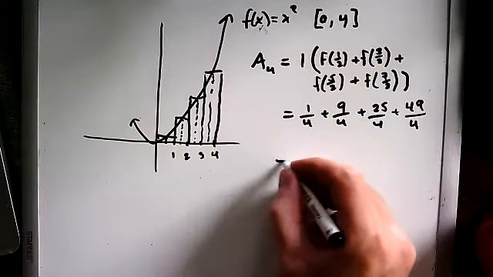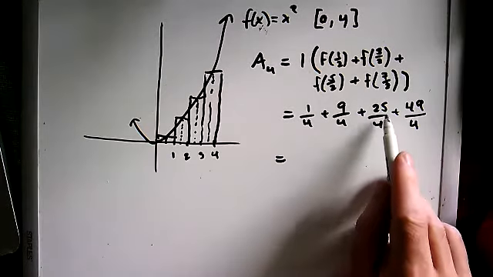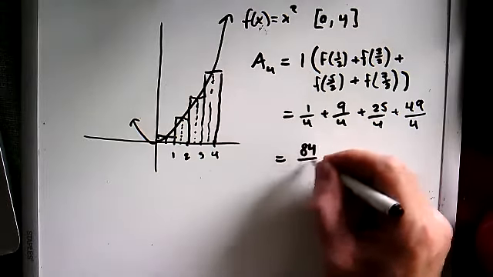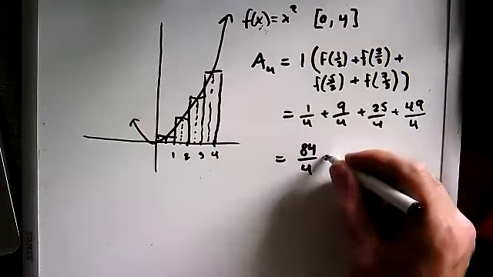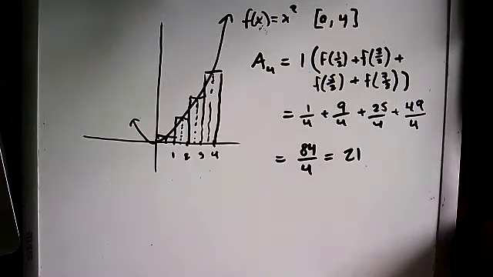And now I'll just add those together. So let's see, 1 and 49 is 50, plus 25 is 75, plus 9 is 84. So 84 over 4. That does simplify. We don't really need to on the exam, but 21 is our estimate for the area there.